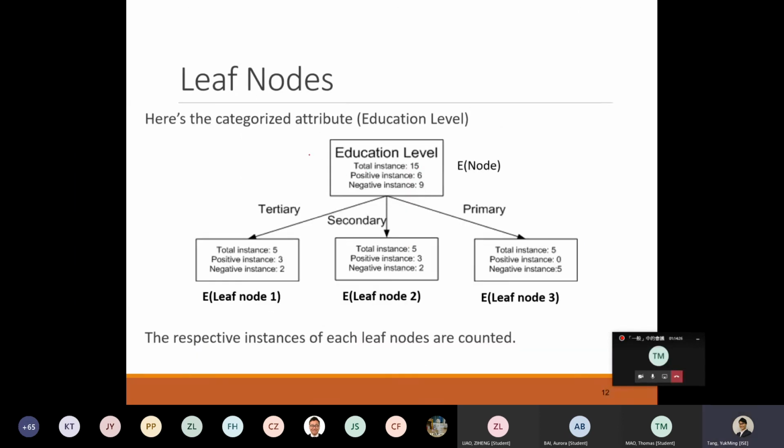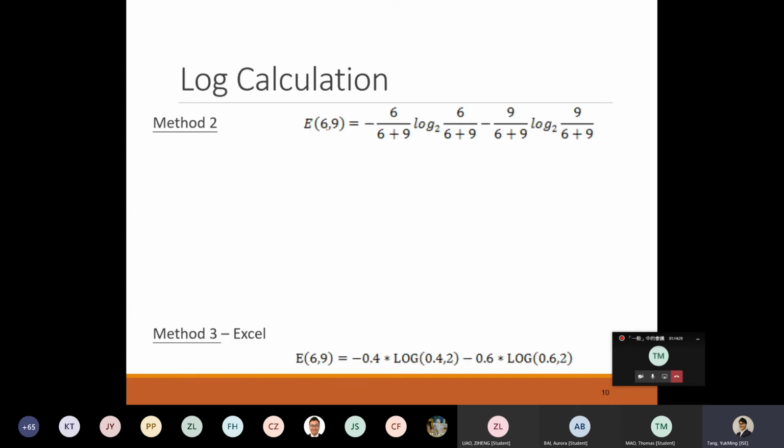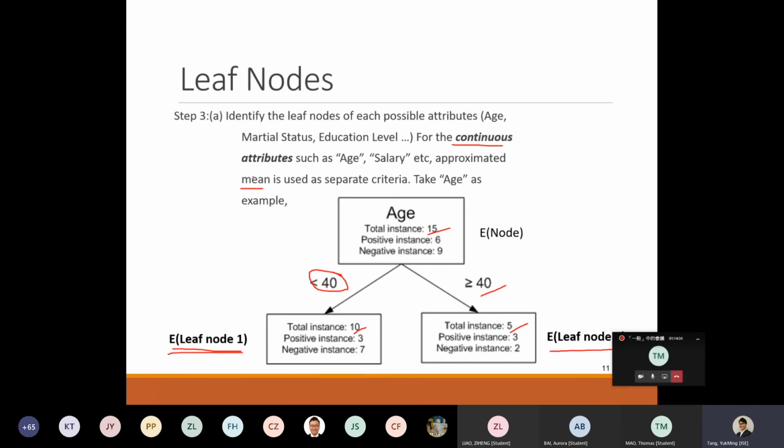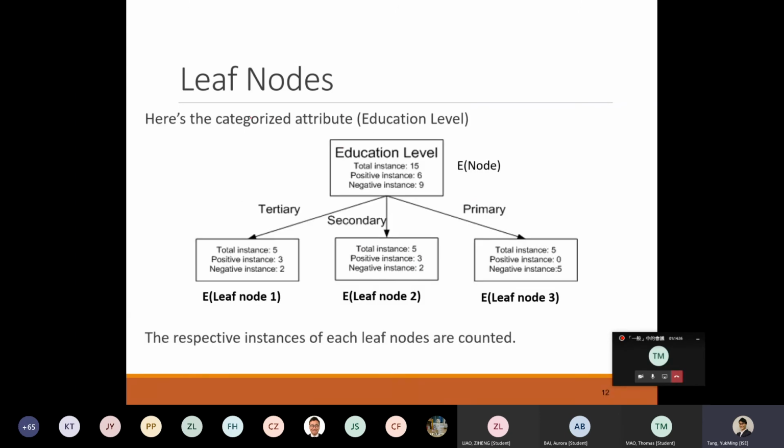Okay, and as mentioned before, besides the continuous attributes, we also have another type of attribute: categorized attributes. For example, the education level is a kind of categorized attribute. For the education level, we have tertiary education, secondary education, and primary education. In this case, you need to list out all of these 3 different categories for the education levels.